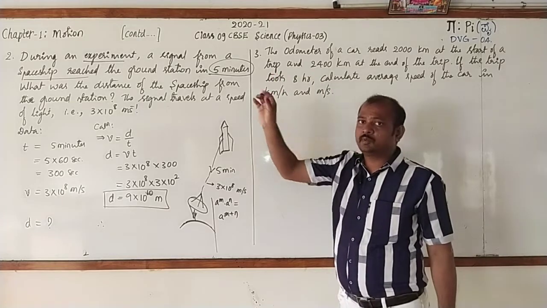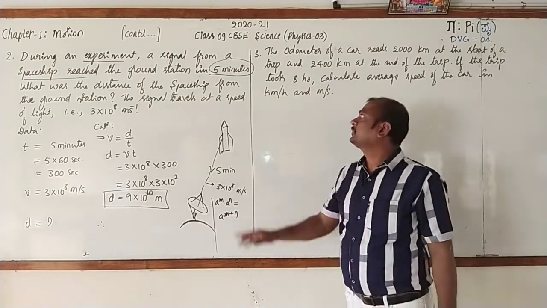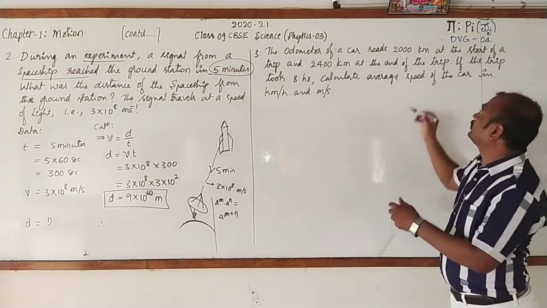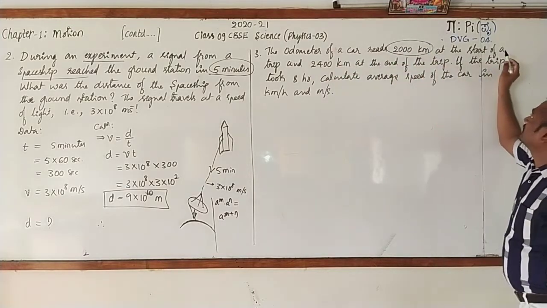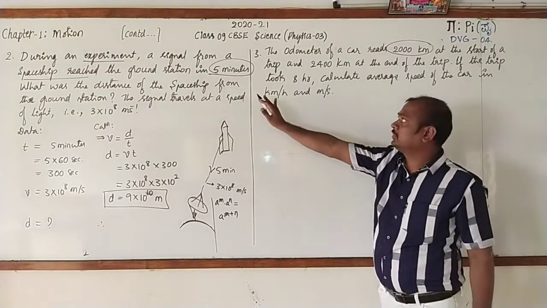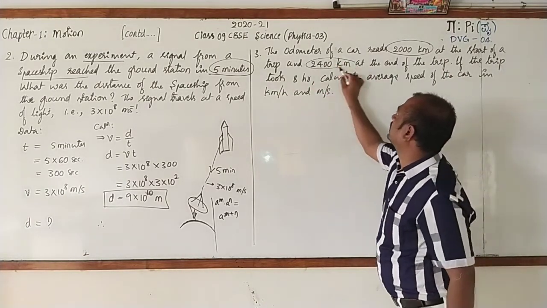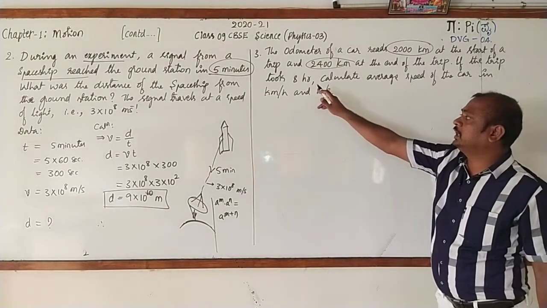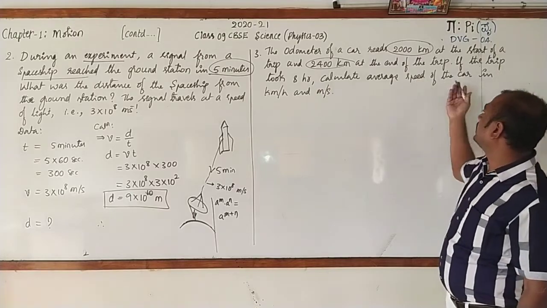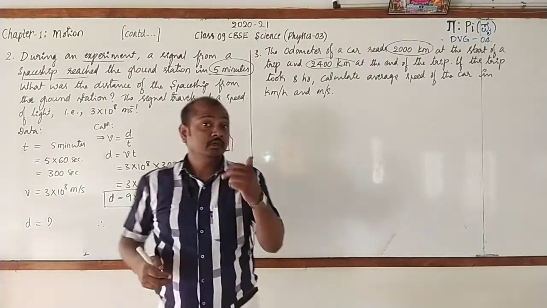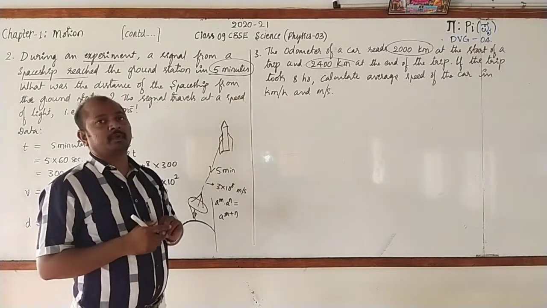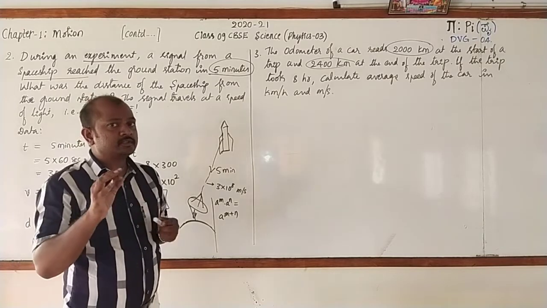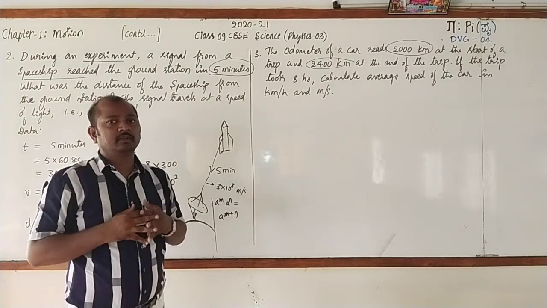Just observe the third one. This is also a very important one. The odometer of a car reads 2000 kilometer at the start of a trip and 2400 kilometer at the end of the trip. If the trip took 8 hours, calculate the average speed of the car in 2 units. One is in kilometer per hour and the second one is in meter per second. Dear students, did you understand the word statement?